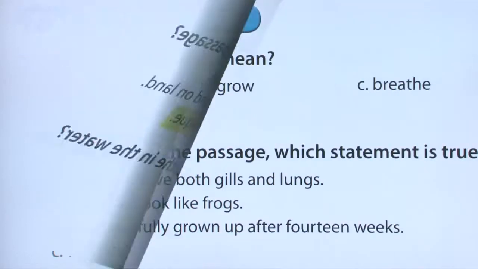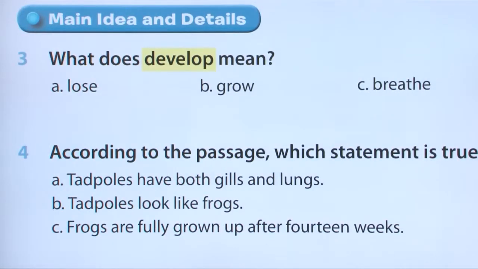Okay, now let's move on to number 3. What does develop mean? Does it mean A, lose, B, grow, or C, breathe? Develop in this passage meant B, grow. Yes, and when the tadpole started to develop legs, it moved from living only in the water to living both on land and in the water.